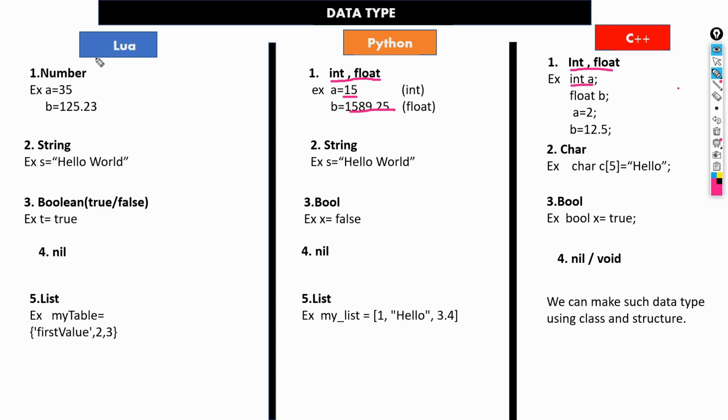But in Lua, there is no such thing as int or float. There is only one type called number, to which you can give any value, and it arranges it according to the value. If you give it an integer value, it will make it an int variable. If you give it a decimal value, it will make a float. It is similar to Python, but in Python we have float and int data types, whereas here we have number.